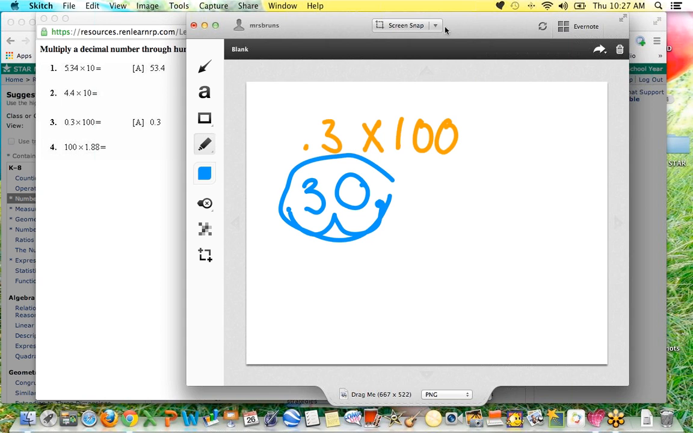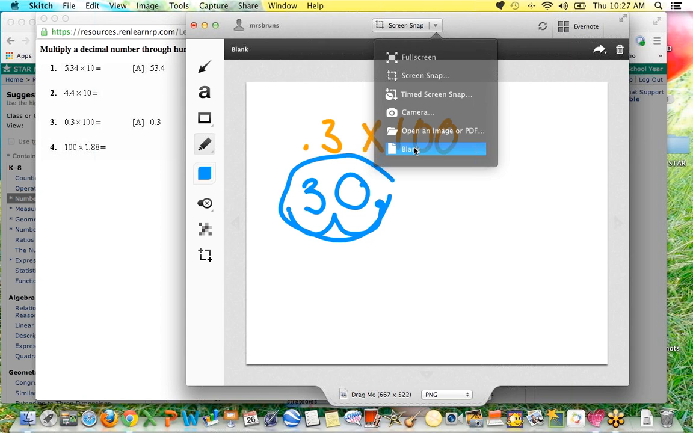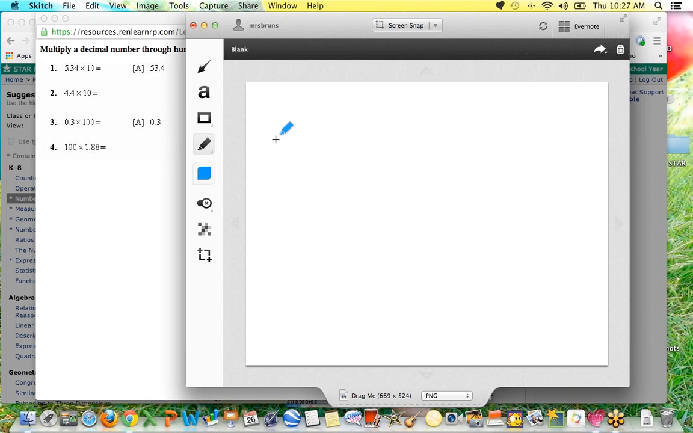All right, let's look at this next one. Works the same way whether I put 100 first or if I put it as the second number. 100 times 1.88. How many zeros do you see? 2. So move your decimal place over 2 times. Good, Lucas.